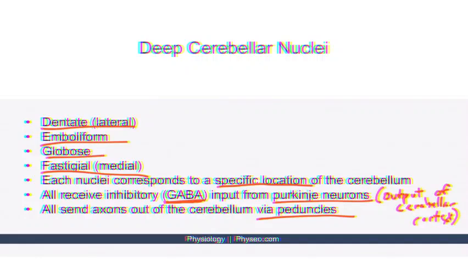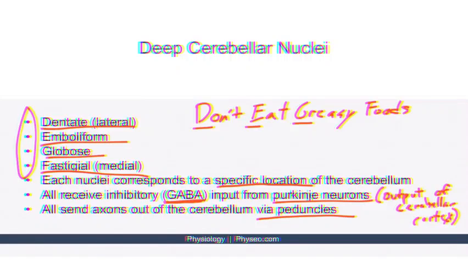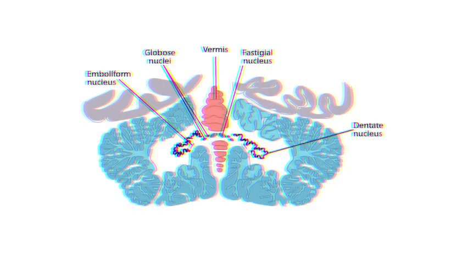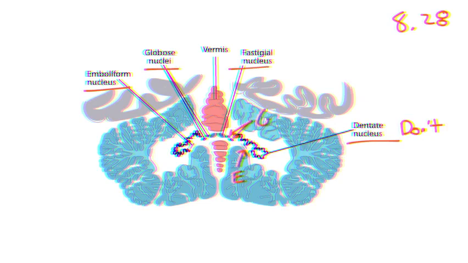via the peduncles. Now to remember these nuclei, some people like to say, don't eat greasy foods. So dentate, emboliform, globose, and fastigial, from lateral to medial. Personally, I like degrees Fahrenheit, just easier for me to remember. So remember, D is lateral and F for fastigial is the most medial. This is figure 8.28 from your text, which shows a transverse section of the cerebellum and the deep nuclei. Now from the most lateral, we have the dentate. So this is the D for don't, and then we have the emboliform nucleus. And on the right half, we can see it right here. So E for emboliform, and then we have the globose, which you can see right here. G for globose, and then we have the fastigial nucleus. So don't eat greasy foods, or simply degrees Fahrenheit.